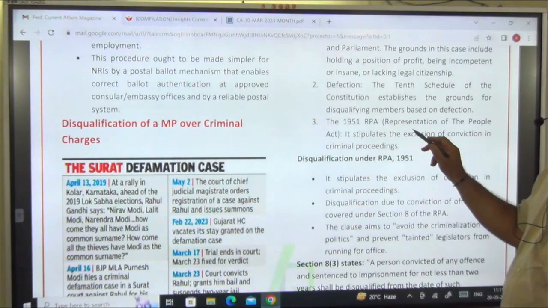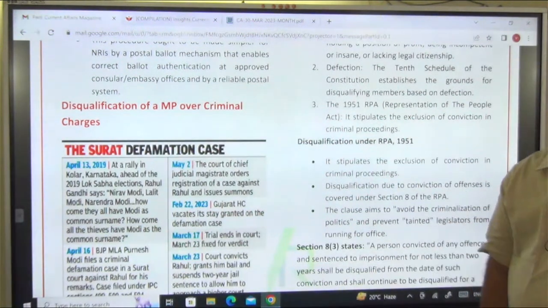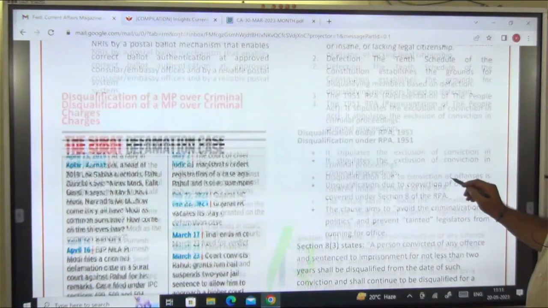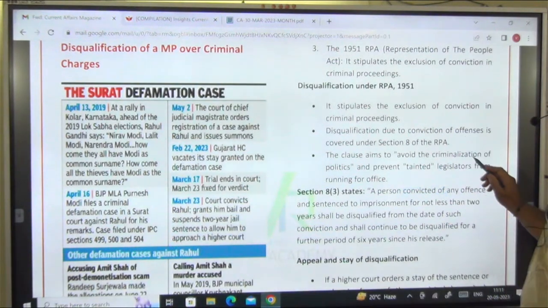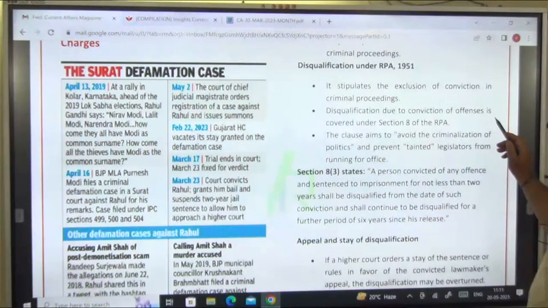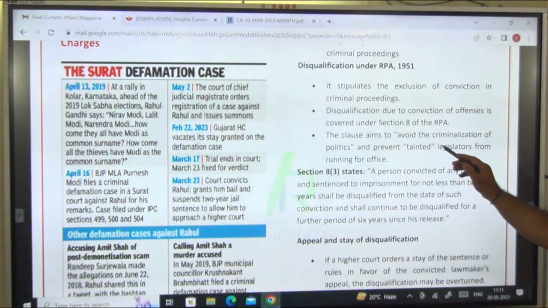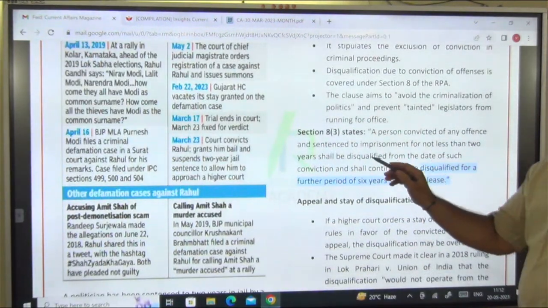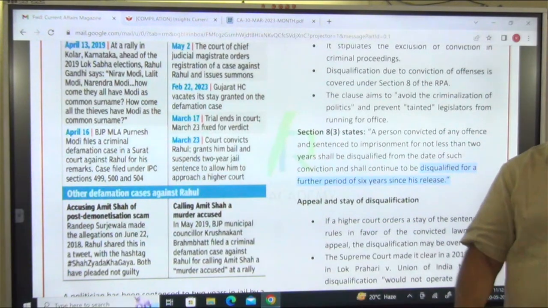The 1951 RPA, the Representation of the People Act, stipulates the disqualification on conviction in criminal proceedings, because all these may be asked in the examination, as it is the burning topic. Disqualification due to conviction of offenses is covered under Section 8 of the RPA. The clause aims to avoid the criminalization of politics and prevent tainted legislators from running for office. Section 8, Clause 3 states a person convicted of any offense and sentenced to imprisonment for not less than 2 years is disqualified. All these are important because now it is the burning topic.